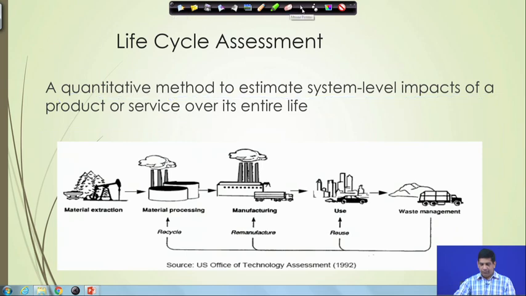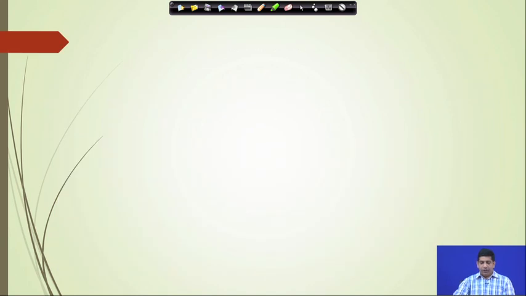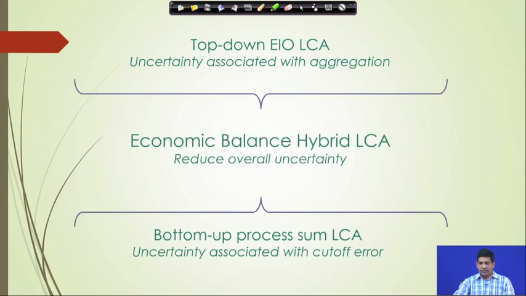You have seen several examples already, and at the bottom you see material extraction, processing, manufacturing, use, and waste management. So, here there are two approaches: bottom up process sum LCA, where there is certain uncertainty with a cutoff error. Then there is also a top down environmental impact LCA, where the uncertainty is associated with aggregation. So, there are two approaches.